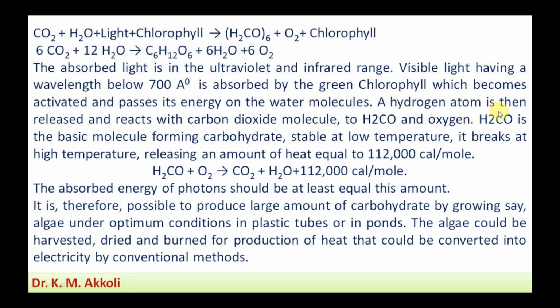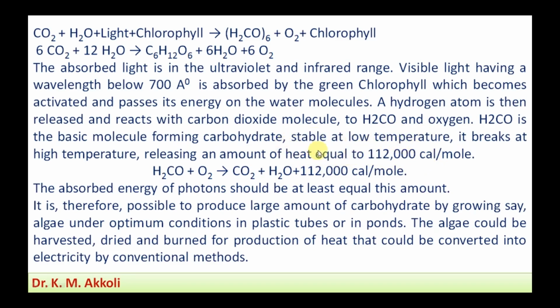The hydrogen atom is then released and reacts with the carbon dioxide and forms H2CO and oxygen. H2CO is the basic molecule forming a carbohydrate, and that H2CO is stable at low temperature and it breaks at high temperature, releasing an amount of heat equal to 112,000 calorie per mole. Here, that means this is the next part of the photosynthesis process.